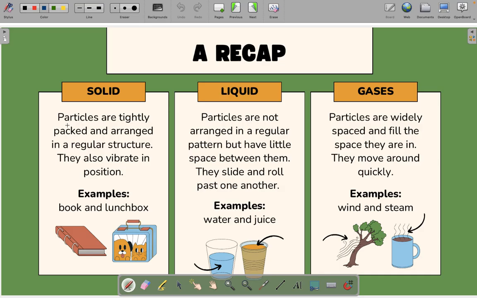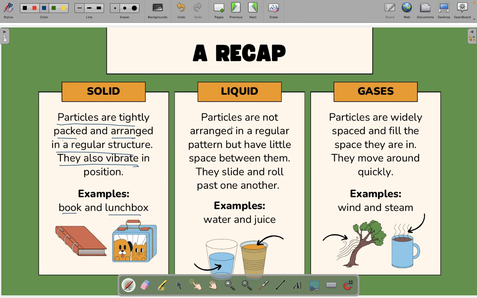So yeah, this is a quick recap. Solids: particles are very tightly packed and arranged in a regular structure. So these two are very important. Particles are tightly packed and arranged in a regular structure. They also vibrate. So they are not allowed to flow, but they vibrate. Examples are a book and a lunchbox.